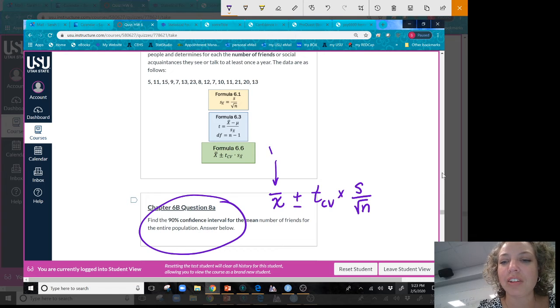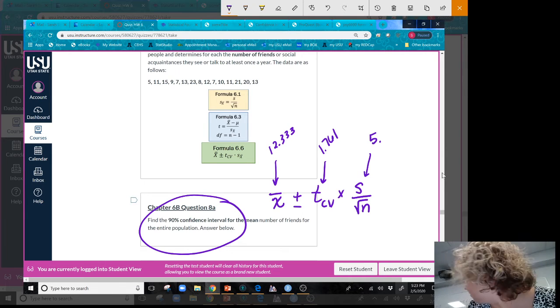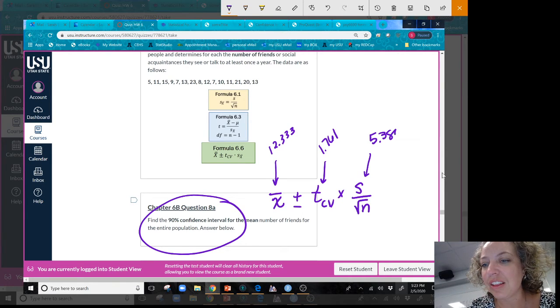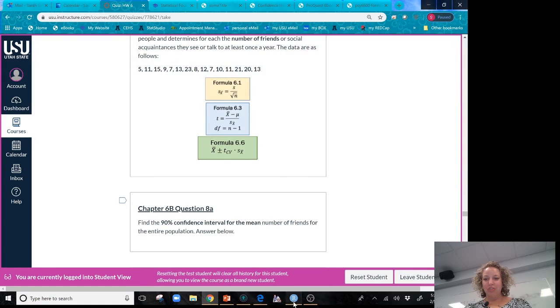What was X bar? The 12.333. What was the T value we looked up? 1.761. Oh, here we go. We looked up S, divide by the square root of 15. Ooh, we should have done that in R while we were there, right? Shall we? I'm going to have to erase this. I can't save it while I switch programs.